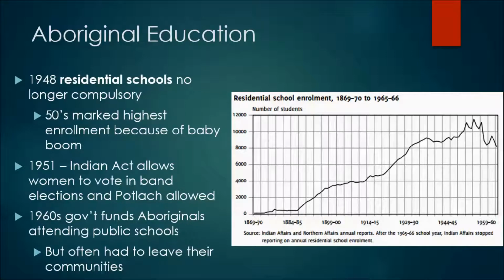And in fact, it was in the 50s that we had the highest number of Aboriginals attending residential schools, and that was mainly because of the baby boom. You can see that in the chart here, that after World War II, we get to about the mid-50s or so, and we have the highest number of residential school students that we've ever had. And then it starts to drop off in the 60s.